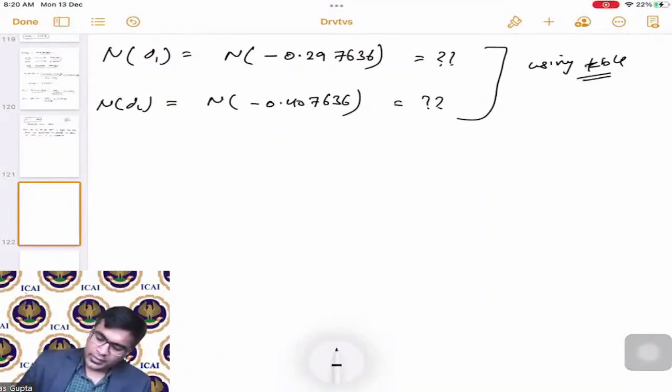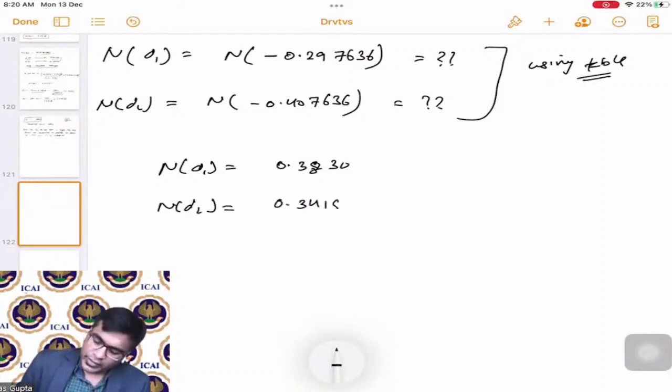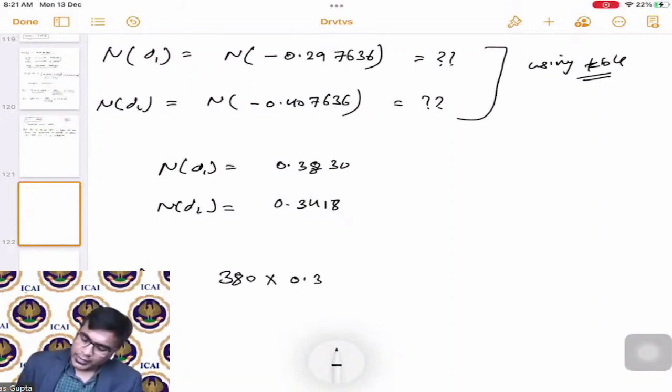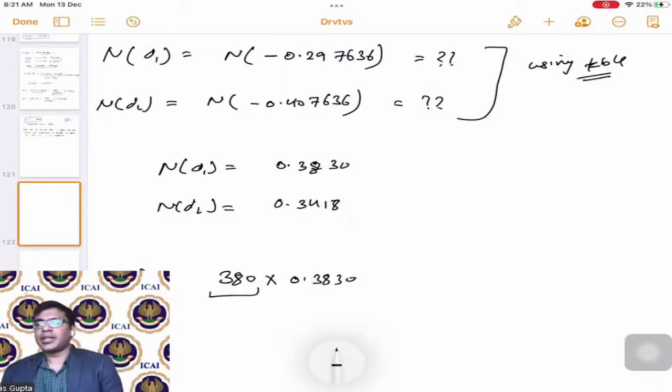I'm just directly putting the number here. Okay, so the N(D1) will be equal to 0.3830. Okay, and N(D2) is equal to 0.3418. Okay, this is N(D1) and N(D2). Now just apply the formula: 380 spot price multiplied by 0.3830. Now students, here only you can see earlier it was 415, correct? Now it is 380, the reduced spot price. That will have an impact of reducing the value of call option in totality.